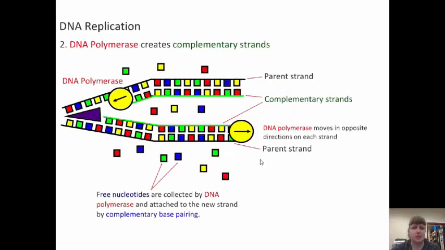All right, so DNA replication. The next step after helicase comes in is that the DNA polymerase is going to work on each parent strand to create the complementary strands. And you can see here that the complementary strands are being built in opposite directions. This one is going towards the helicase and this one is going away. The free-floating nucleotides are collected by the DNA polymerase and they're floating around in the nucleus so that they're available for base pairing.